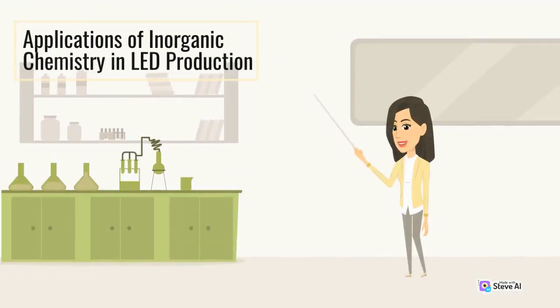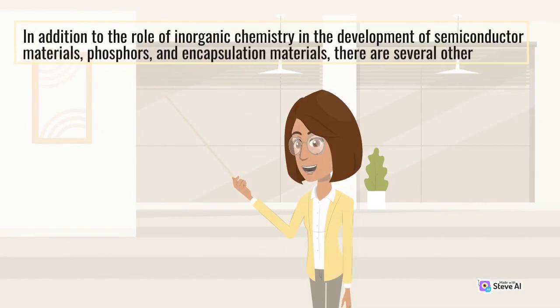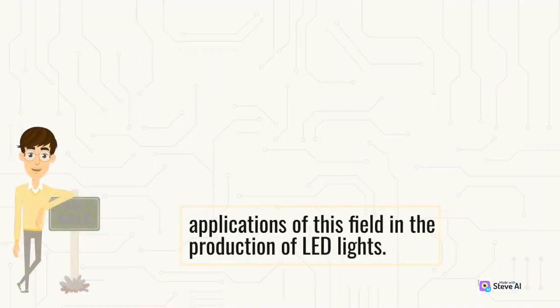Applications of inorganic chemistry in LED production. In addition to the role of inorganic chemistry in the development of semiconductor materials, phosphors, and encapsulation materials, there are several other applications of this field in the production of LED lights.